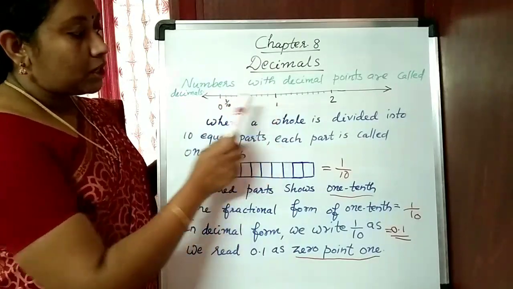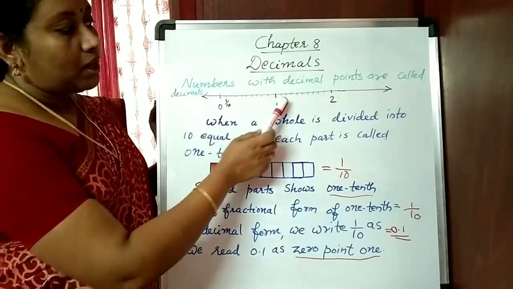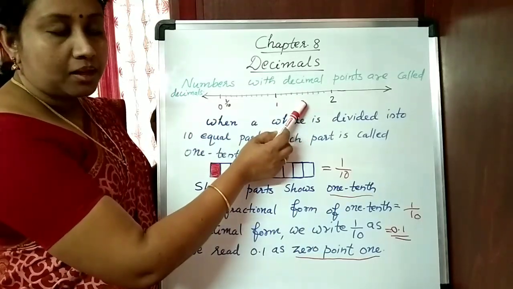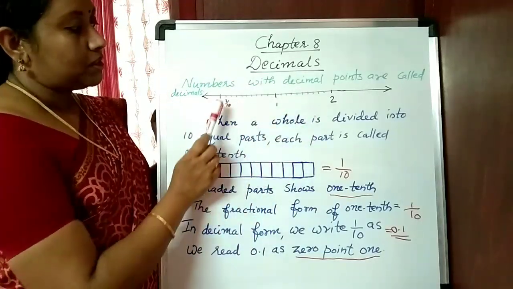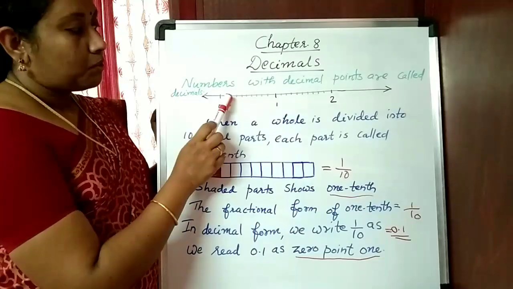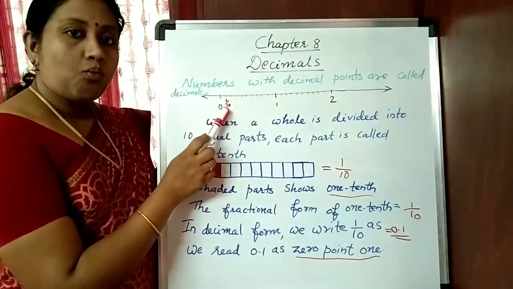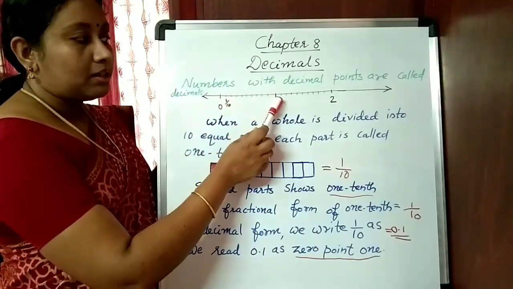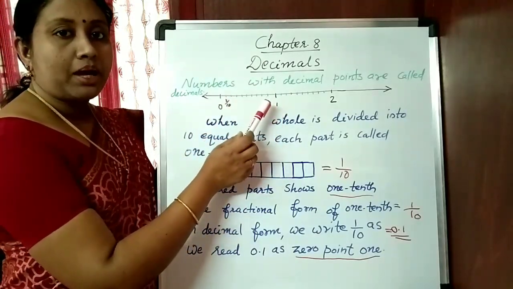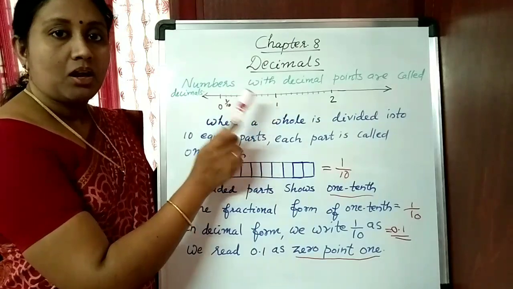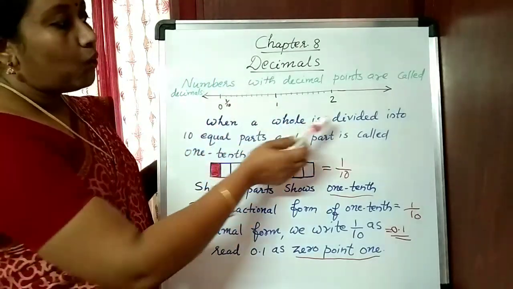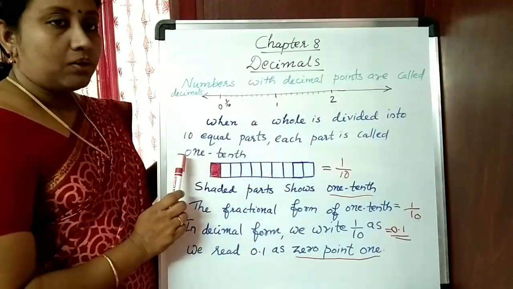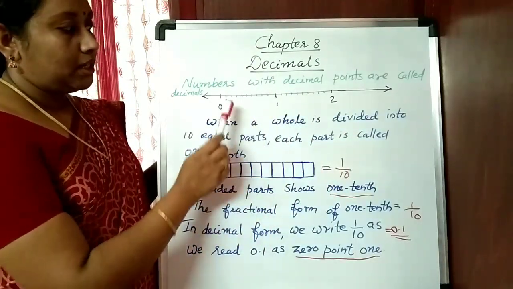Here in between 0 and 1 in each unit, here also in between 1 and 2, here also how many equal portions are there? 10 equal portions. Then the first small line is called 1 by 10. Second one is 2 by 10, like that. This one is called 10 by 10. 10 by 10 means what? 1. When a whole is divided into 10 equal parts, each part is called 1/10.